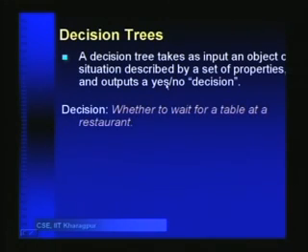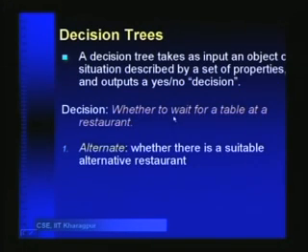So, let us take an example. Suppose we want to decide whether to wait for a table at a restaurant, and if you go to Dreamland or Sahara on Friday evening or Saturday, then you will see what we mean by whether we want to wait or not. There can be a real rush. So, let us see what are the features or the properties that can affect the decision. That is very important. We must first decide what are the variables which will affect our decision.